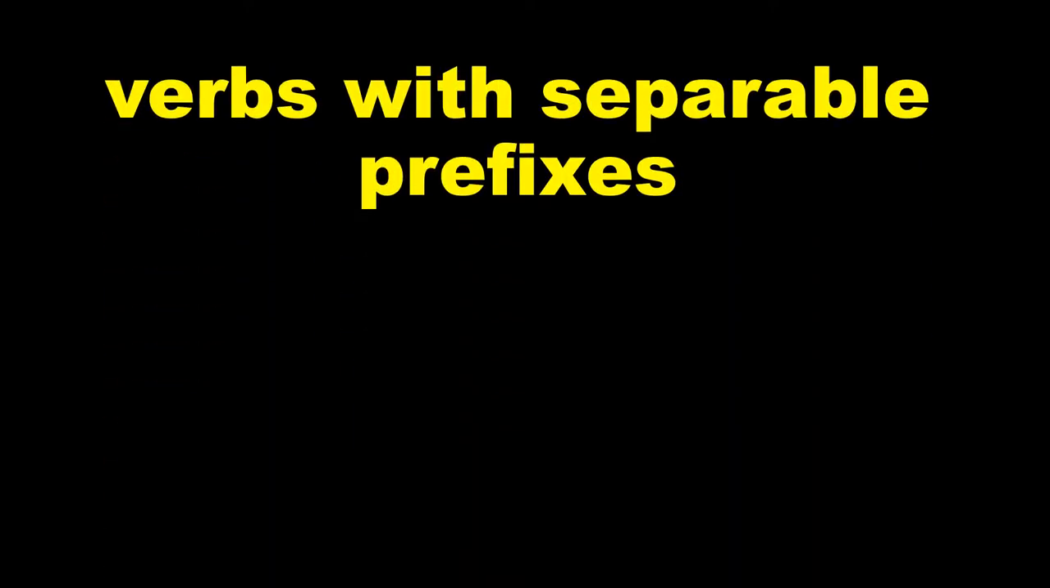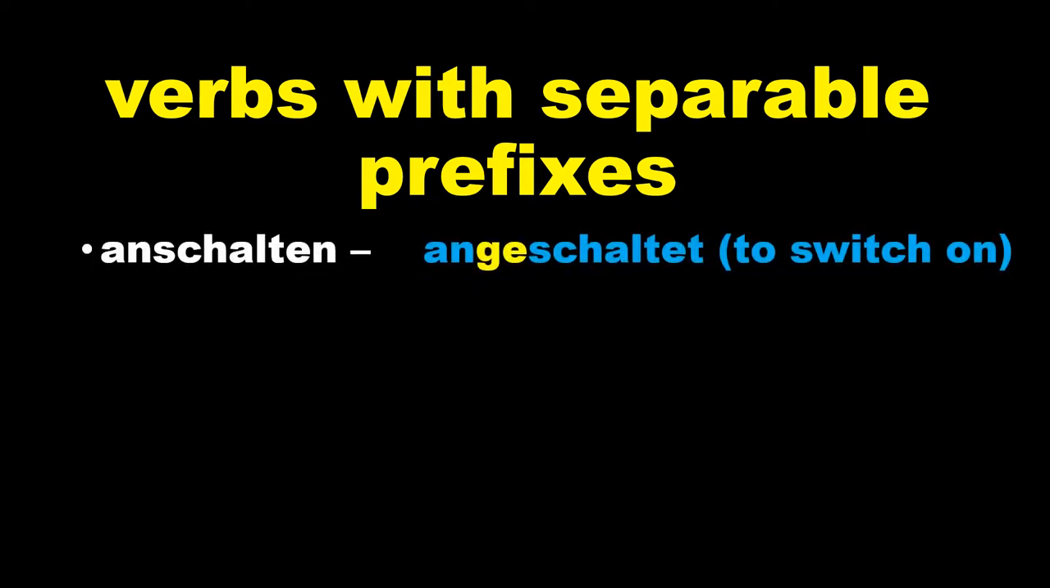Now, the next category will be verbs with separable prefixes. Till now, we have learned two categories. One, the Partizip II form for regular verbs, or weak verbs. The second category is the verbs ending with ieren. So, now the third category is verbs with separable prefixes. Now, you must be wondering, what do you mean by separable prefixes? So, let's understand using some examples. The first example I have taken, anschalten. Can you see what the prefix is here? Here the prefix is an. Anschalten, that is how we pronounce it.